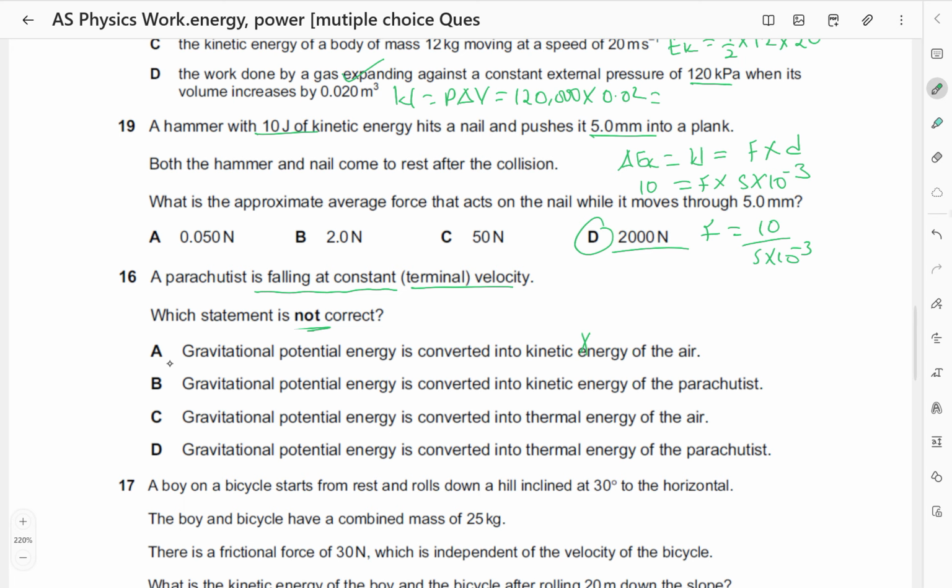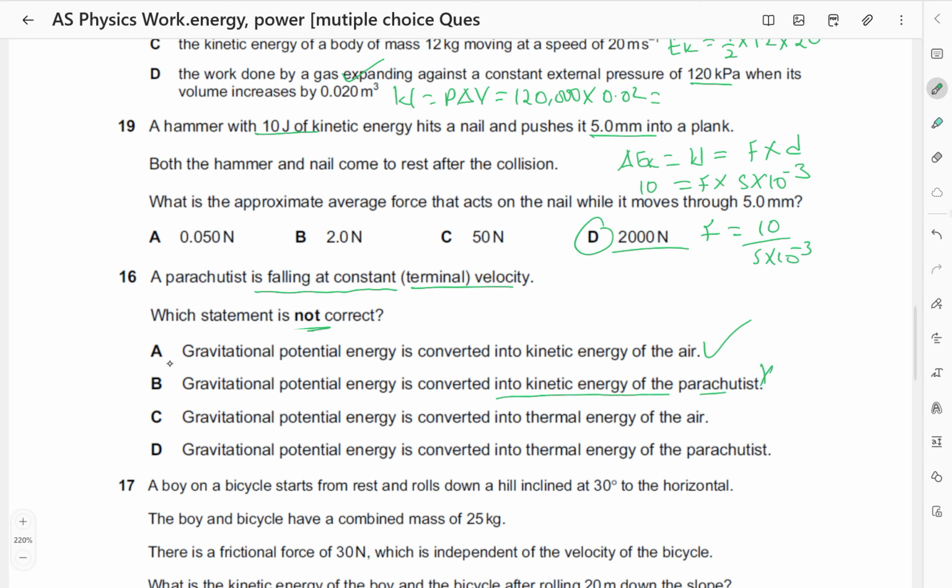Gravitational potential energy is converted into kinetic energy of the air. Yes, for the air it is fine, not for the parachutist. Gravitational potential energy is converted into kinetic energy of the parachutist. This statement is not correct.